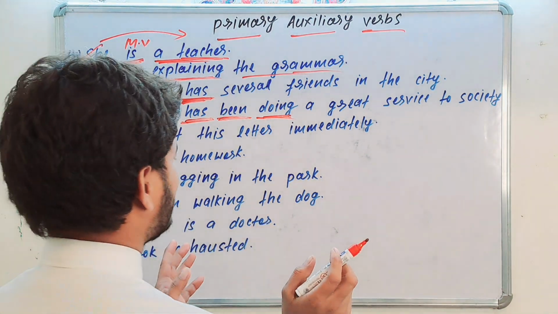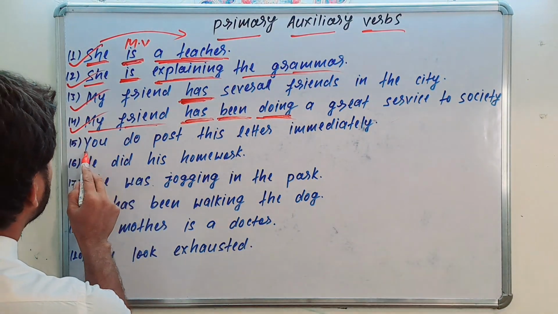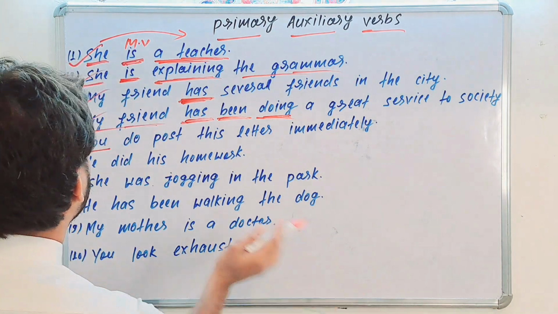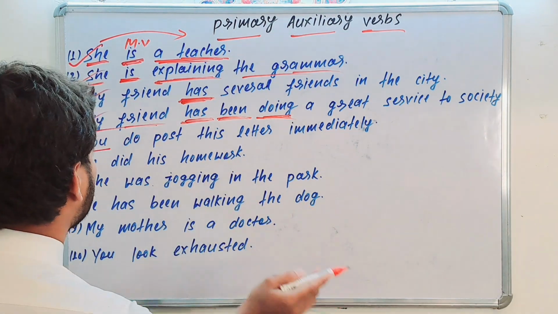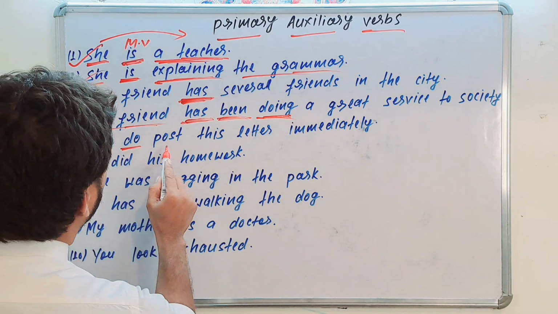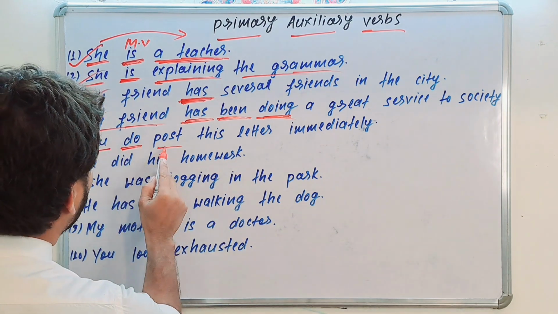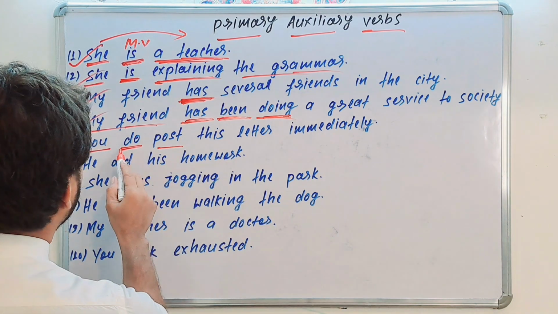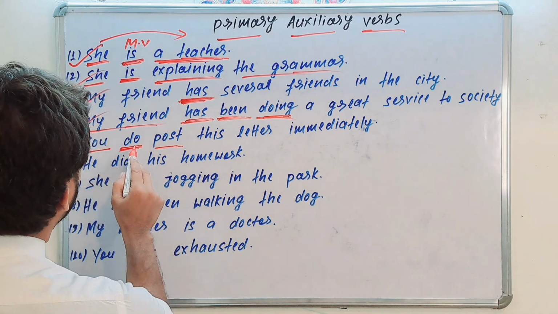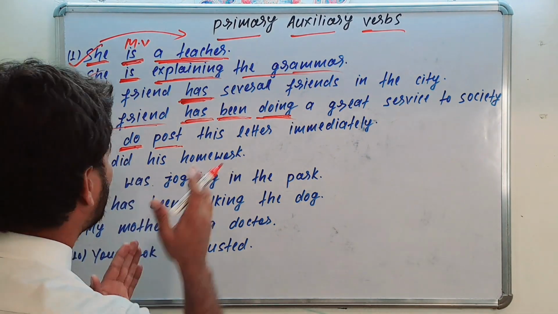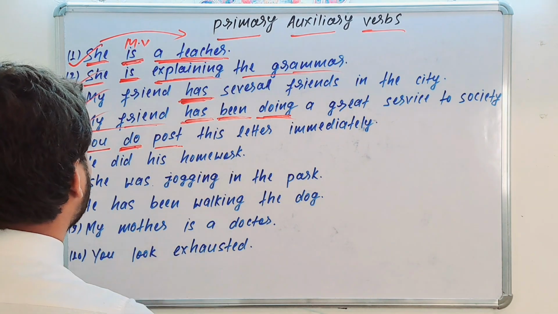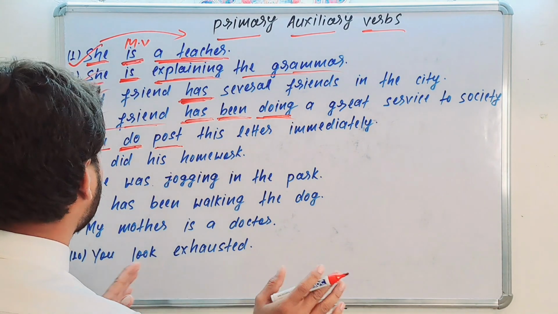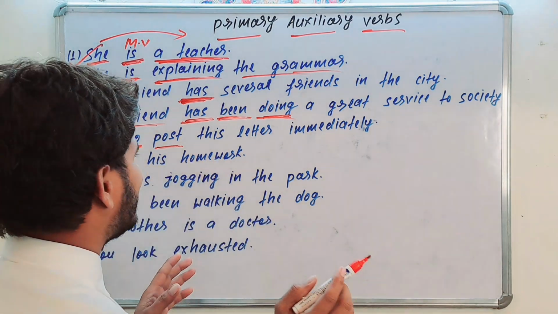You do post this letter immediately. Your subject, you do post this letter immediately. Again, here see, you do post. There are two verbs, do and post. Both can't be main verbs, so one is helping and another is main. Do is a primary auxiliary verb and used as a helping verb in this sentence, and post is your main verb. So get that? You do post this letter immediately.